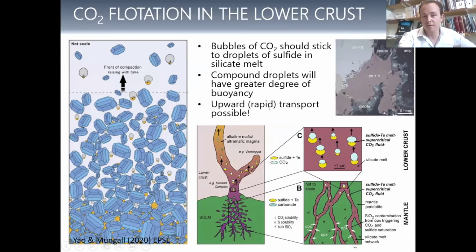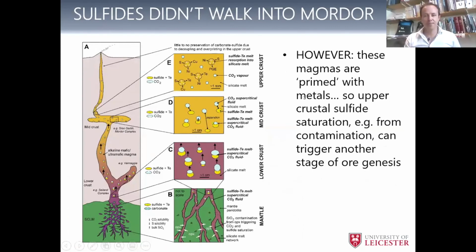it can physically make those sulfides buoyant and potentially cause fairly rapid upward transport. And this image, which I showed you earlier with the calcite around the sulfide, is maybe a fossilized version of that sort of compound droplet being trapped by silicates. So, as the title said, the sulfides didn't simply walk into Mordor, one doesn't, but they may have been transported up there by bubbles. And so it's a way of taking fairly big droplets and moving them a lot further up into the crust than you might expect.